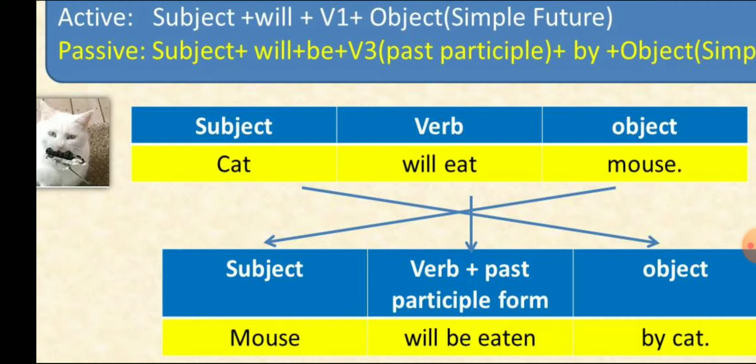Now, identify the subject and object. Cat will eat mouse. So subject is cat and object is mouse. Now interchange the subject and object. When we interchange, the mouse becomes subject and cat becomes the object. It becomes mouse will be eaten by cat. Just see the changes we have made for the verb. Will eat has changed to will be eaten. So this is the change we have to make in simple future for verb and for subject and object. When we do this, we will get the passive form for the given active voice.